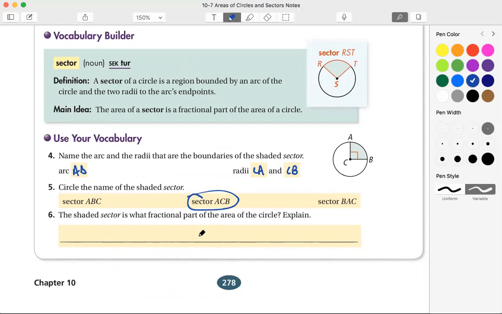Okay, the shaded sector is what fractional part of the area of the circle? So it's a fourth, 1/4, okay, because arc AB is 90 degrees, and 90 degrees divided by 360 degrees equals 1/4.